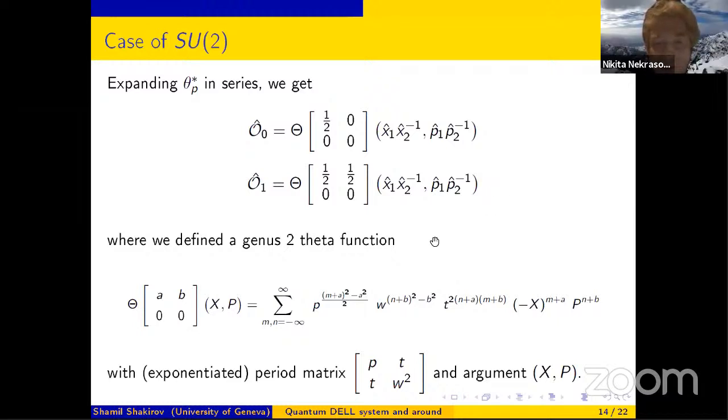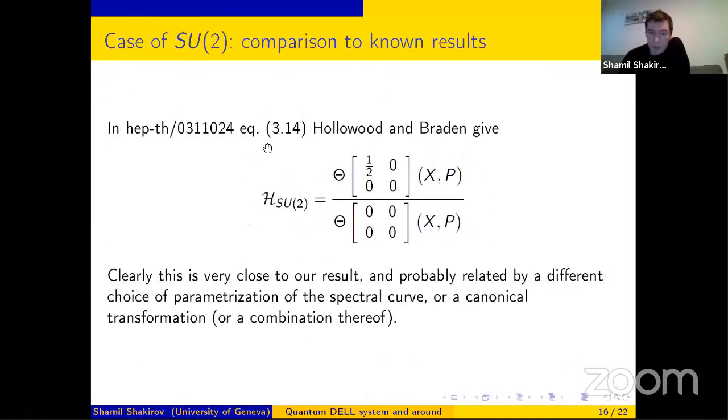We have this nice formulation for SU2, in terms of genus 2 theta functions. It's global in the sense that our operators are exactly written not as power series but as genus 2 theta functions. And if I remember correctly, the Seiberg-Witten curve for the SU2 theory, the six-dimensional SU2 theory, is also genus 2, right? Yes, so that is this slide here.